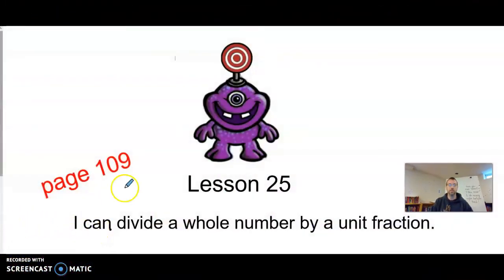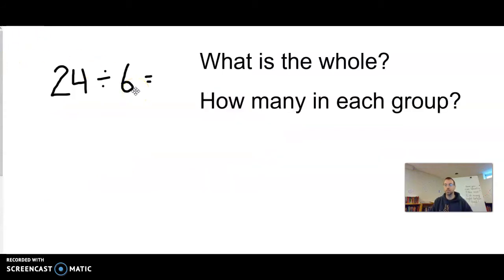I'm going to first start off by looking at a traditional division problem. If we have 24 divided by 6, I know it's a basic fact, right? But if we have to think about what is the whole, what are we looking at? Is 24 the whole, or is 6 our whole? Or you might even think of it as your total. Okay, what are we starting out with?